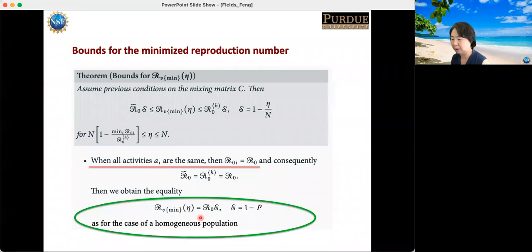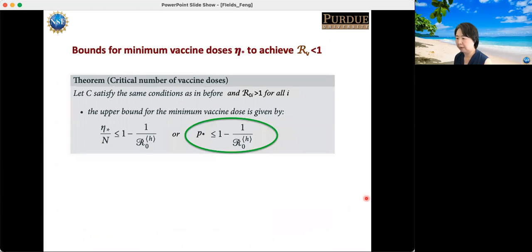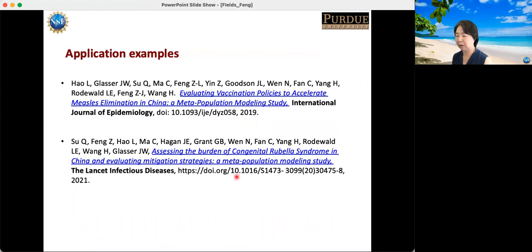When you have a homogeneous population, basically your effective reproduction number is the product of the basic reproduction number multiplied by the proportion of the subgroup. But if you have heterogeneity, this no longer holds. Okay? And similarly, for the threshold quantity, if you ignore heterogeneity, you recover the standard one. But in general, you have more complicated connections between the population immunity threshold and the vaccination required.